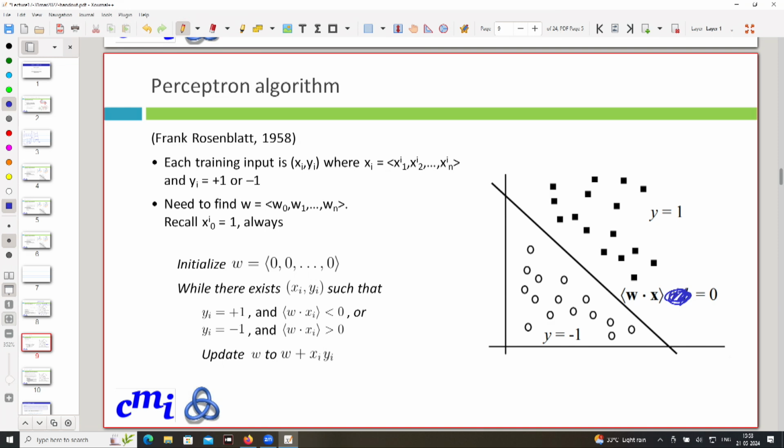Now, if it were a negative sample and this happened, it was again misclassified, then I'll have w plus xi yi. Here yi is -1, so actually I'm subtracting xi from w.